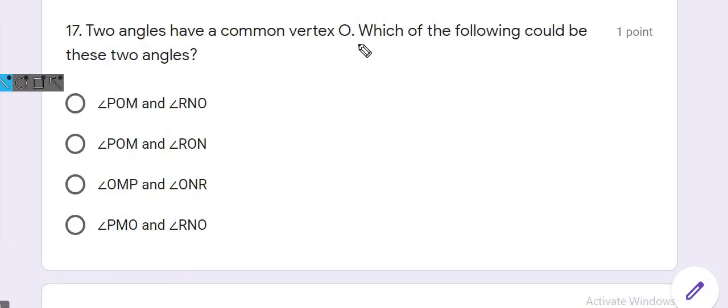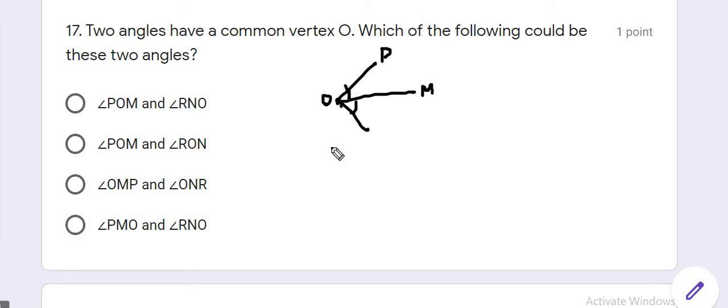Question 17. Two angles have a common vertex O. Which of the following could be these two angles? Now if they have a common vertex O, while naming, O must come in the middle, right? So POM, and here you can see RON. Both of them have a common vertex as O. So O must come in the middle. Only this option has O in the middle. So B option is correct. The figure drawn was a rough figure. It is just for reference. It is not the actual figure. Any figure can be drawn, but preference must be given to O coming in the middle because it is the vertex.